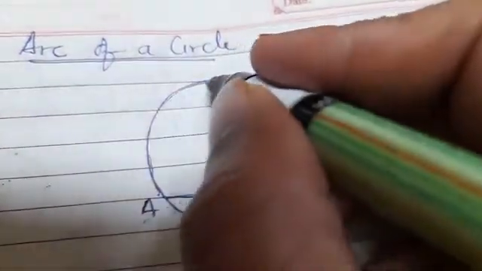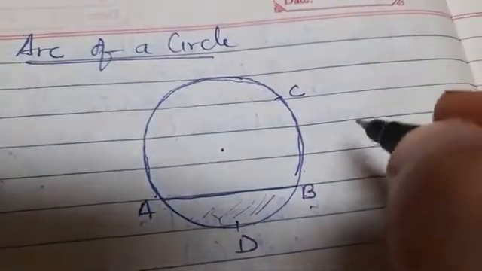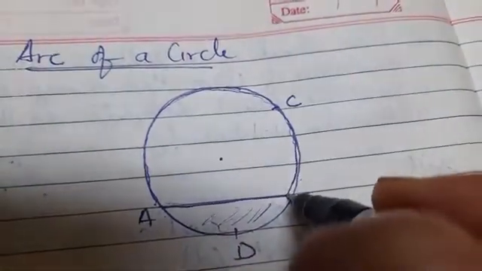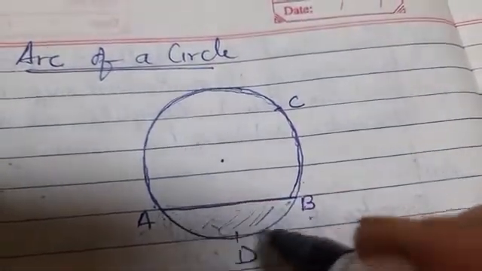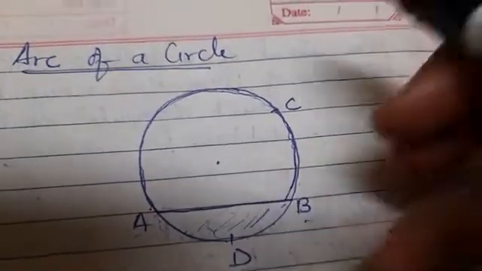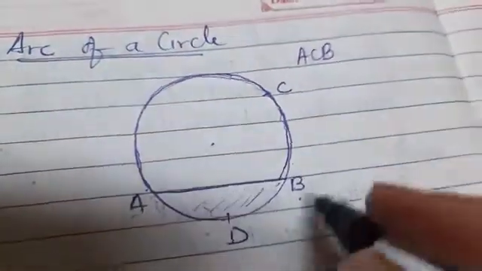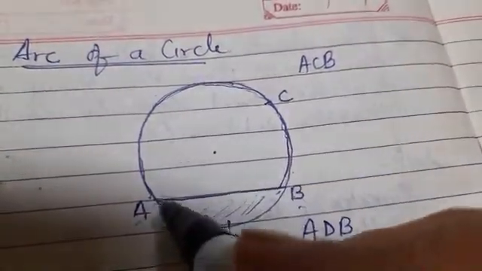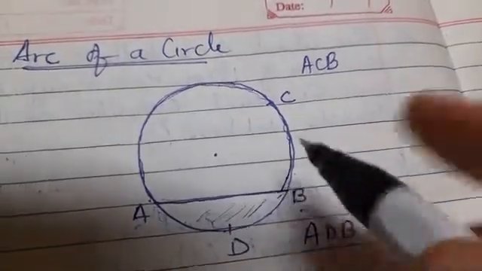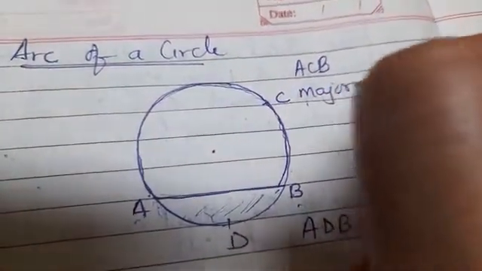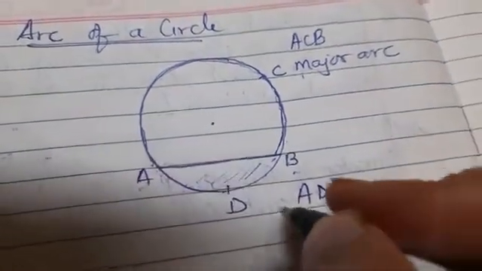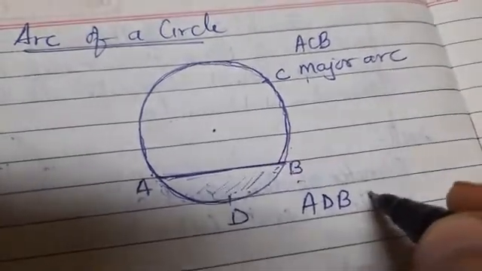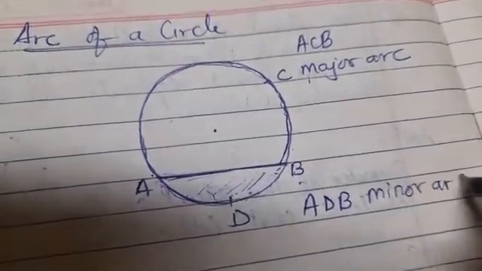This circular part which you can see is an arc. This is an arc, and since this is bigger than this part, the arc ADB... An arc always has 3 letters, like ACB and here ADB. Now ACB, you can see this part is bigger than ADB, right? So ACB is a major arc, and ADB, the down part which the line has divided, this side is the minor arc.